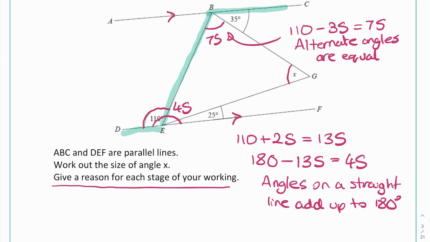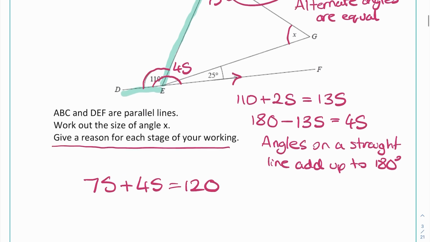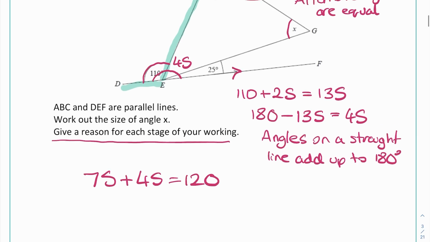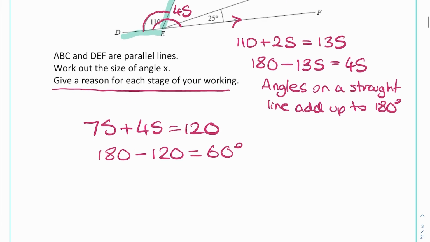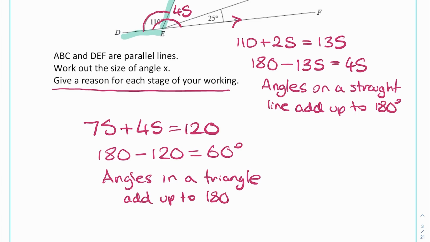I can now finish the question because I can find the missing angle in the triangle. So if we add together the angles we have, 75 plus 45, that adds up to 120. And therefore our missing angle would be 180 minus the 120, and that would be 60 degrees. I would want to give my reason for that as well, and that's because angles in a triangle add up to 180. There we go, so write that down. Add up to 180 degrees. And there we go, that's it.